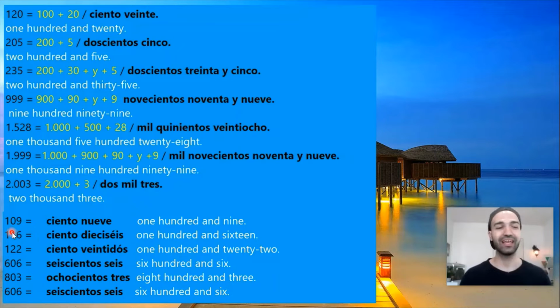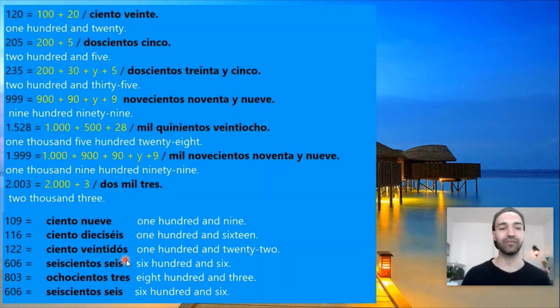How can we read this number? 109. How can we read this number? 116. How can we read this number? 122.